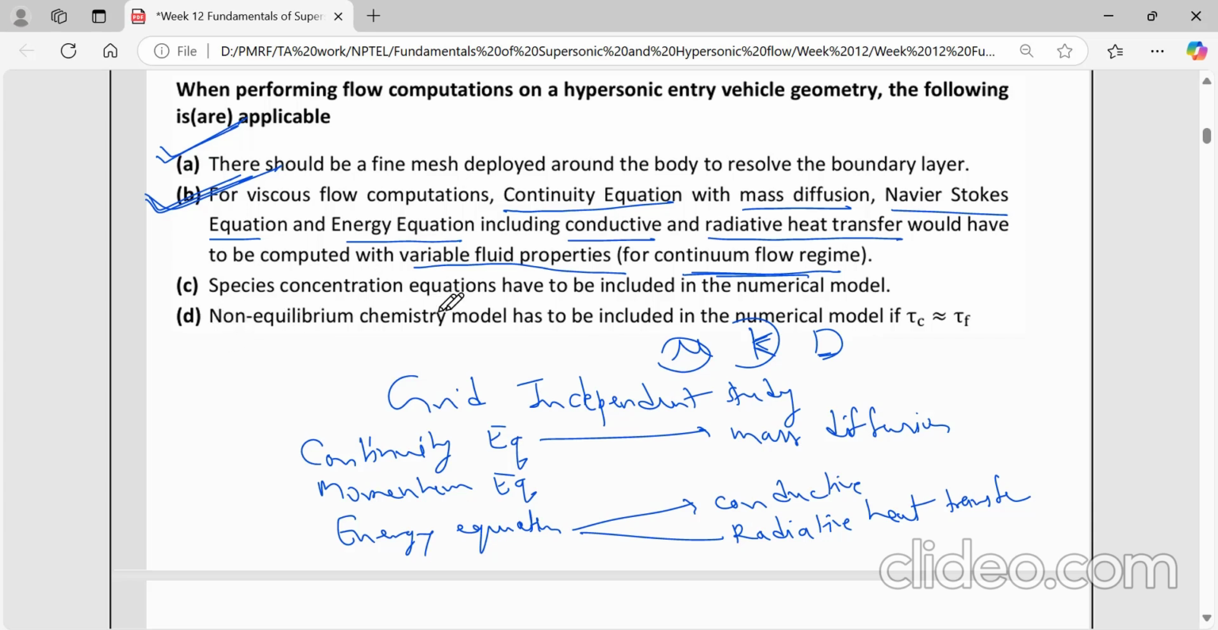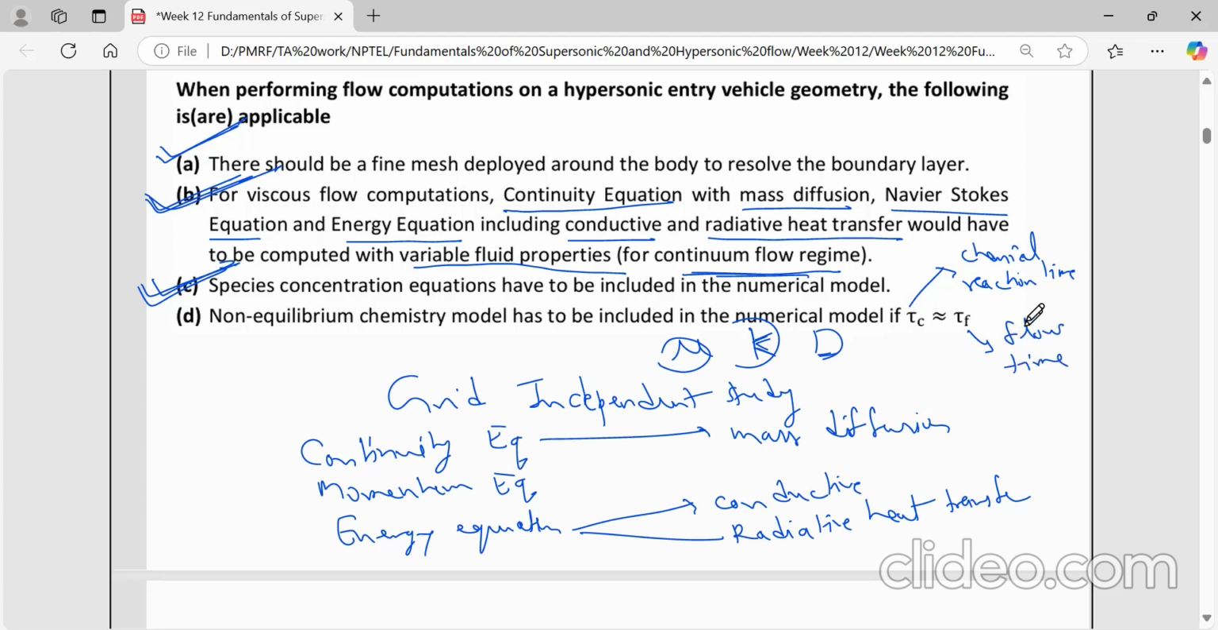Often, species concentration equations have to be included in the numerical model. As there are multiple species, we have to use the species concentration equation also. This is also true. And often, a non-equilibrium chemistry model has to be included in the numerical model if tau c is approximately equal to tau f. This tau c is the chemical reaction time, and this tau f is the flow time.